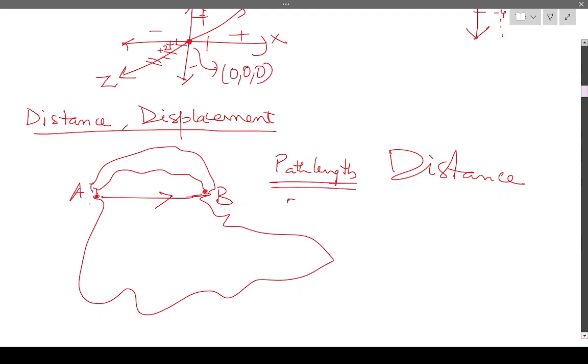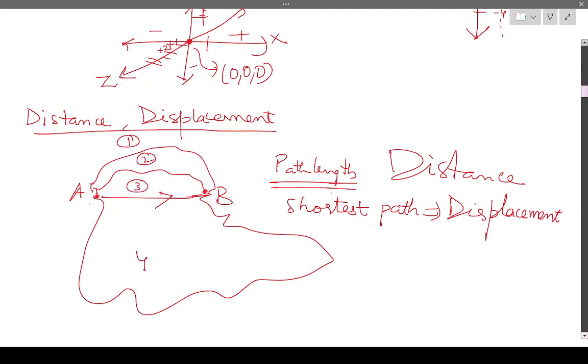But there is a shortest path between them, and we will call it the displacement. Out of these paths 1, 2, 3, 4, all of them are distance itself, but one of them is going to be the shortest path. What is that? 3. Out of this entire thing, 3 is the shortest path. We will call it the displacement. What about the SI unit? It is meter. This is also meter. The SI unit is meter.